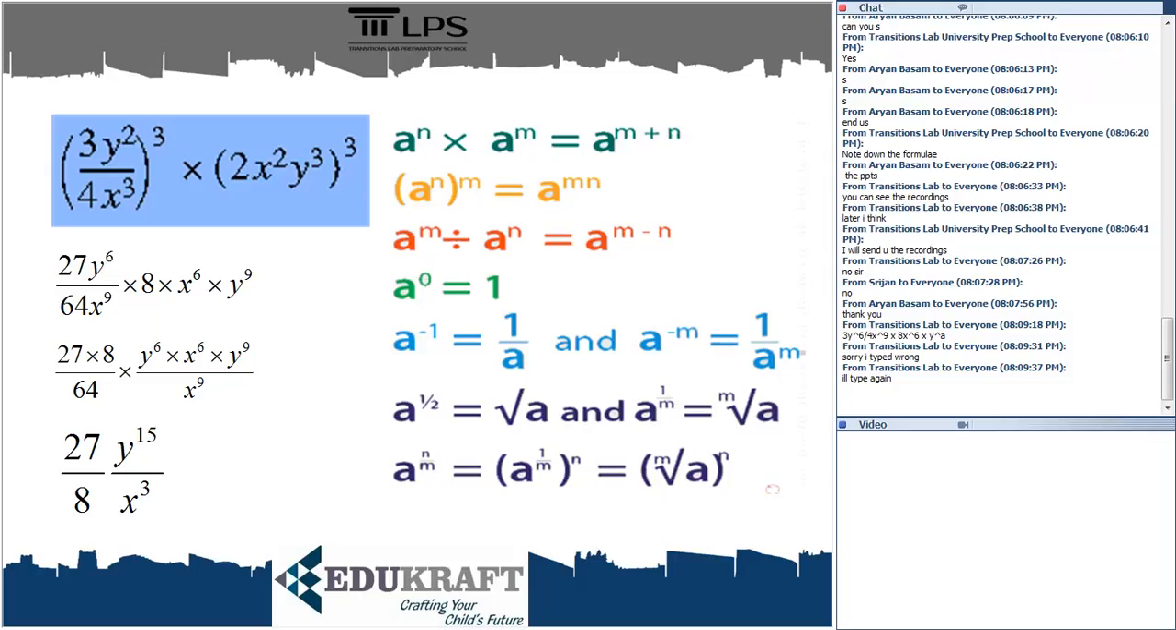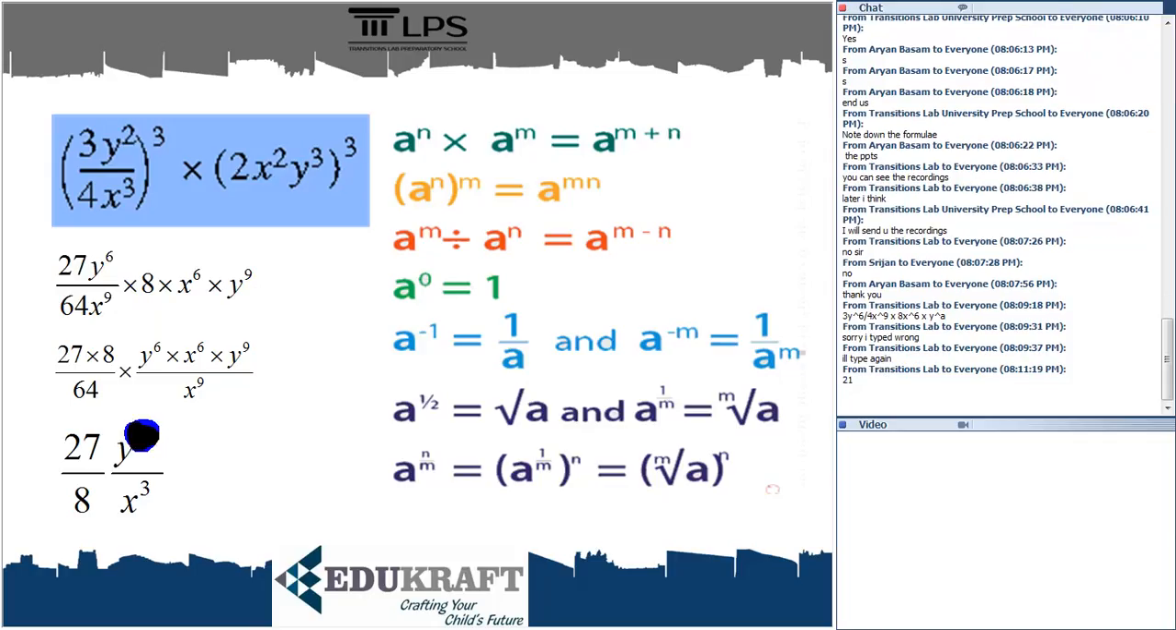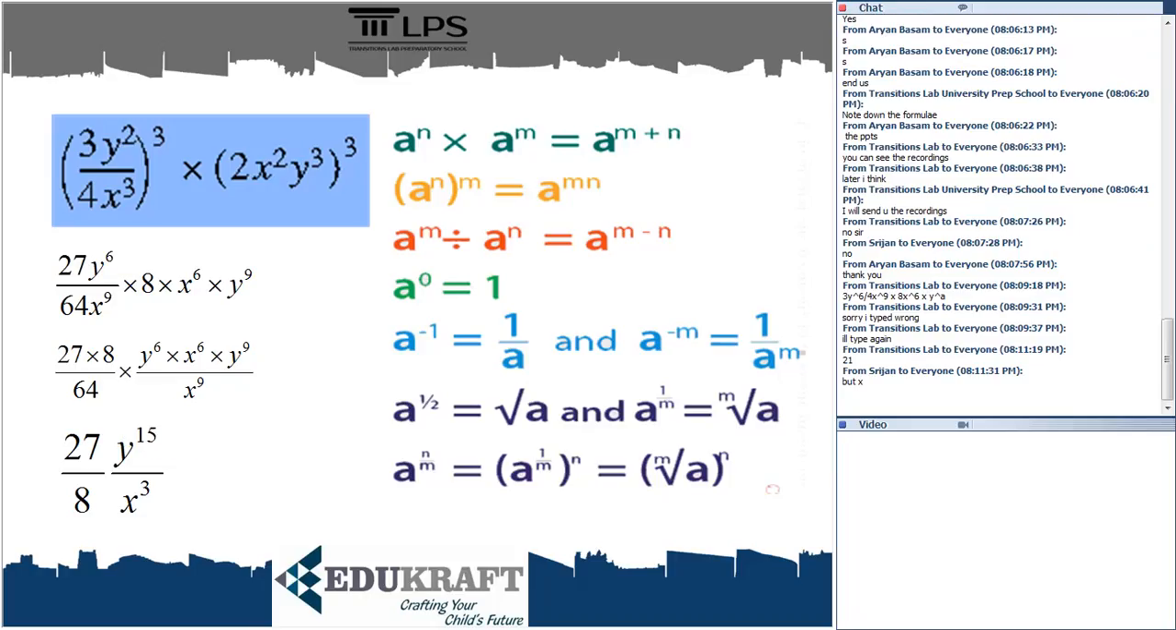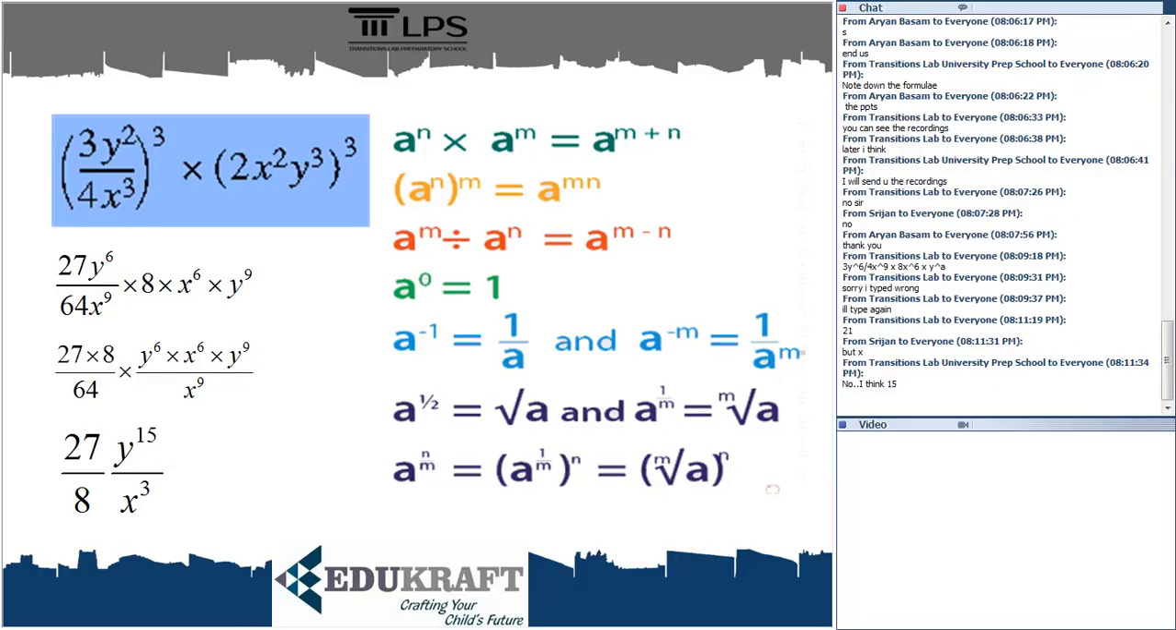Okay, there is a small mistake here. The power should not be 15. The sum of 6 plus 6 plus 9 is 21, right? So it should be 21. Oh no, I think I was right, sorry. Yeah, it is correct. See, 6 plus 9 is 15, so y raised to 15.